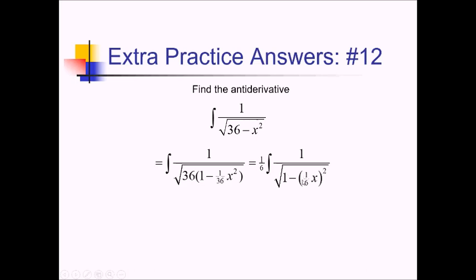But now that I've got that, this is essentially going to be arcsine of 1 over 6x. But since I have this inner linear function, I'm going to have to divide by the derivative of this, which means multiplying actually by 6. Since I already have a 1 over 6 out in front, that's going to cancel out, just leaving me with arcsine of 1 over 6x plus c.